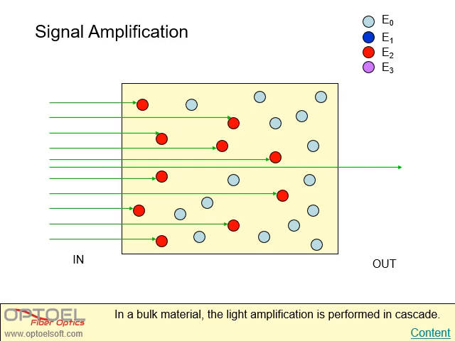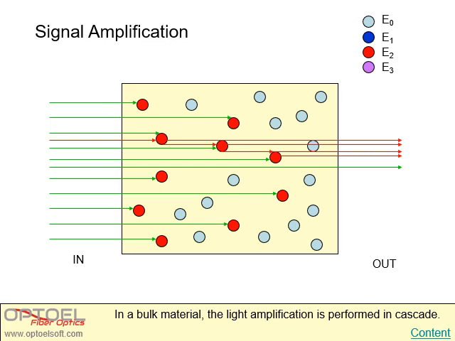Now, let's consider that a photon having energy equal to E2 minus E1 is entering the material and collide with an excited atom. The stimulated emission occurs, and a second photon is generated. This phenomenon might happen again if any of the generated photons encounter another excited atom. Depending on the number of excited atoms encountered from one input red photon, we might obtain at the output a larger number of red photons.